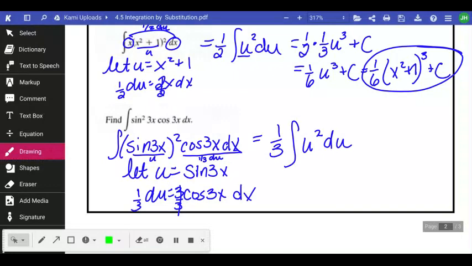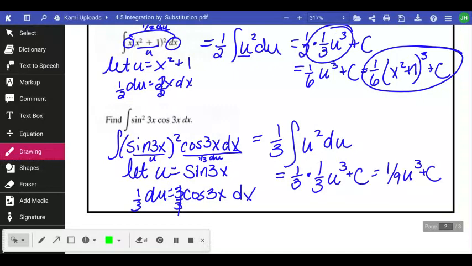All right, so the antiderivative of 1/3 u squared du is 1/3. That's the original 1/3, but then I will have another 1/3 because the antiderivative of u squared is this guy that we've used now for the 3rd time. So I have 1/9 u cubed plus c. But in place of u, I have to go plug in my sine 3x.